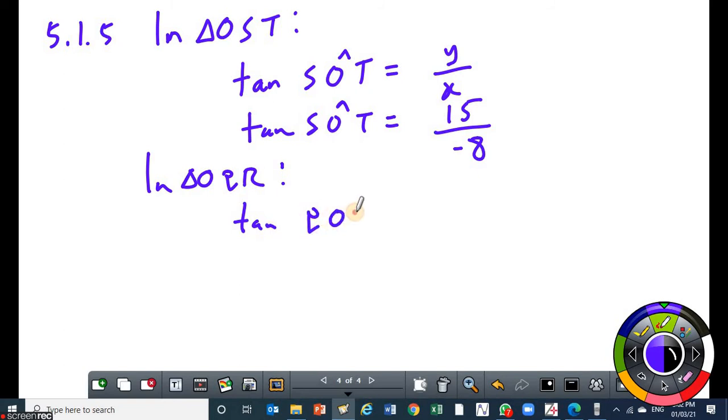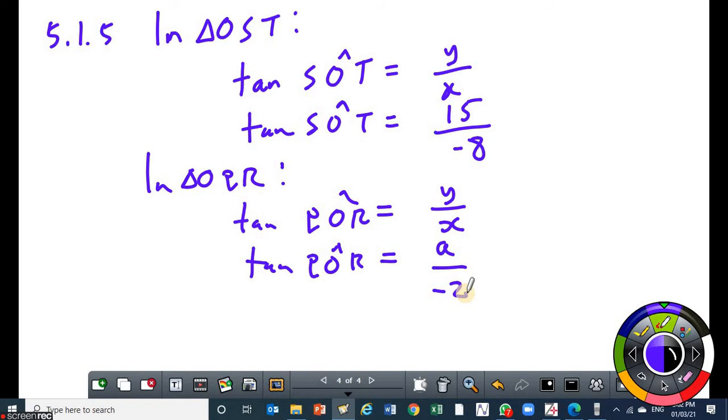tan POR is also equal to y over x, but my y has changed. It's not the same y that I had in triangle OST. My y is now equal to what? To A, and my x is now minus 2. Are you following that?